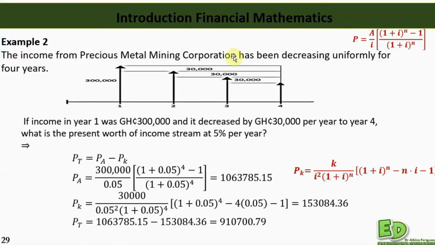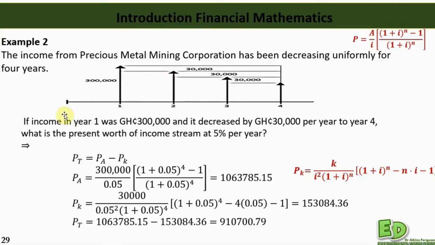So here you can see that the income for year 1 is 300,000. Sorry, this should have been an inflow. Just say the inflow is 300,000, but it is decreasing by 30,000 every year. So here it is decreasing, so we subtract.